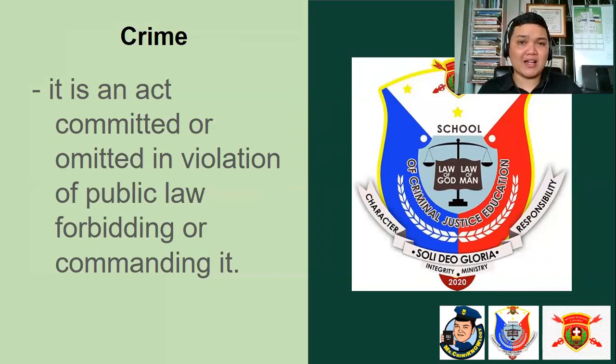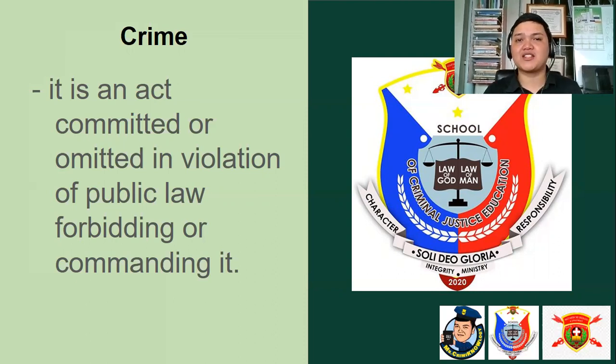If the law commands and you fail to do, there is a crime. And if the law forbids and you did what is forbidden, you violate that forbidden rule or law, you also committed a crime. So there are two ways of committing a crime. It is by commission and by omission. Omission, you did not do what you ought to do, and commission, you did what you ought not to do. And that is crime in general.